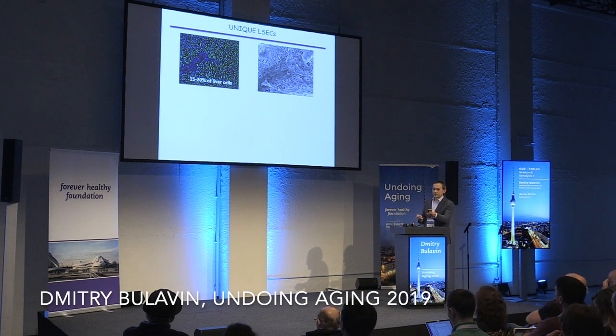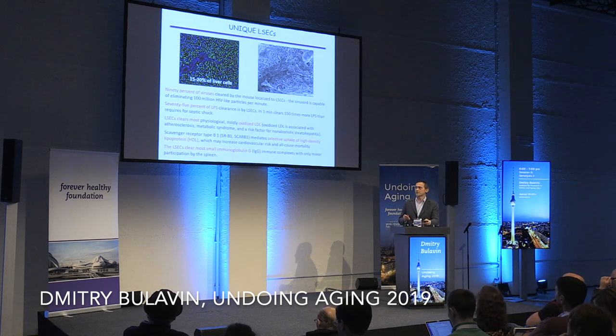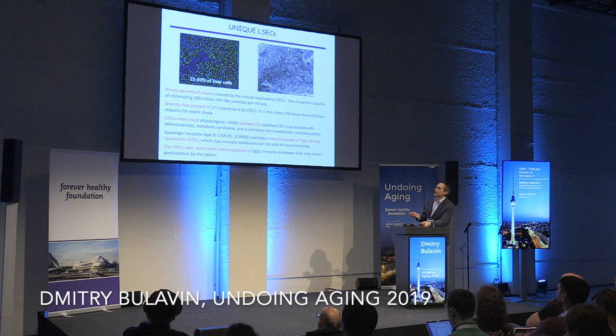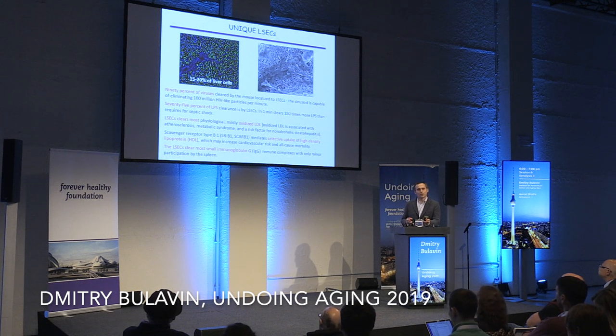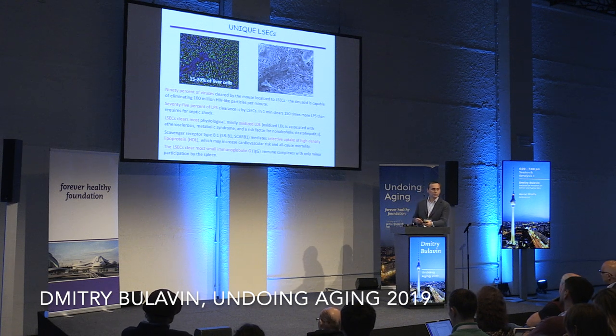Now, as I said, they play extremely important functions, and some of them are highlighted here. They are responsible for the clearance of the majority of viruses and the majority of LPS, at a speed 150 times higher than what is required to induce septic shock. They clear most of the oxidized LDL, and mildly oxidized LDL is in fact what is responsible for atherosclerosis. They are also responsible for clearance of HDL and some of the small immunoglobulin complexes. So clearly, this is an extremely important cell type that cannot be simply removed without being replaced. So then we ask the question, what is happening in our diphtheria toxin mice?